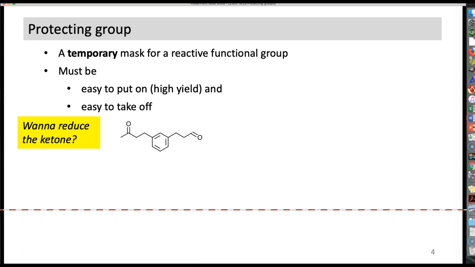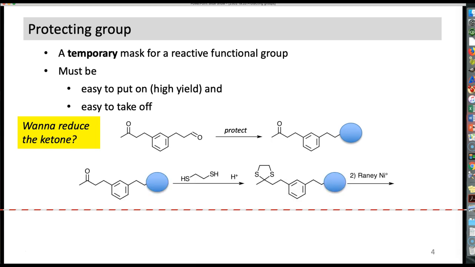So, in the example in the previous mini lecture, I was saying, well, we're not going to be able to reduce that ketone because that aldehyde is going to react first. Well, not if I protect it. Somehow block the aldehyde so that it's kind of out of the picture. Then I can go ahead and make my thioacetal, and do the reduction.